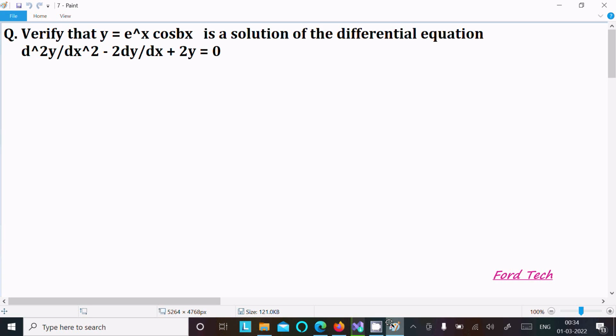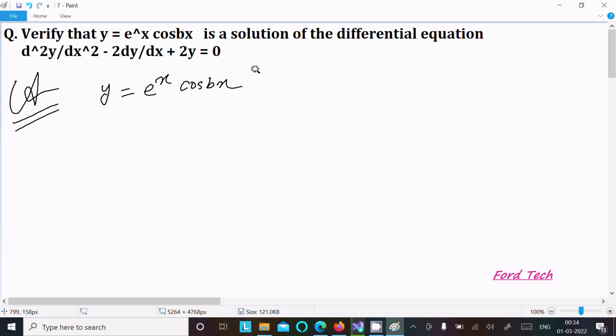In this lecture, I'm going to verify that y equal to e^x cos bx is a solution of the differential equation. So this is the differential equation we need to verify. So let's see the answer. First, writing the given y equal to e power x cos bx. So this is the given.